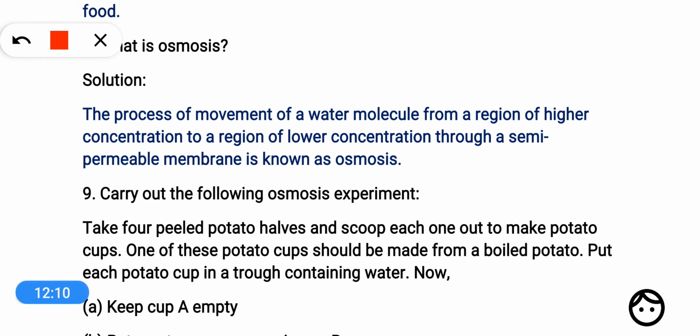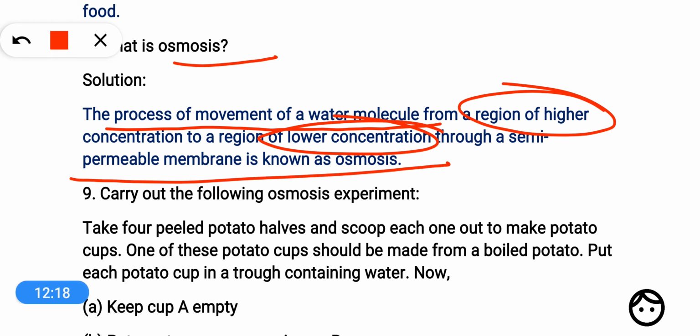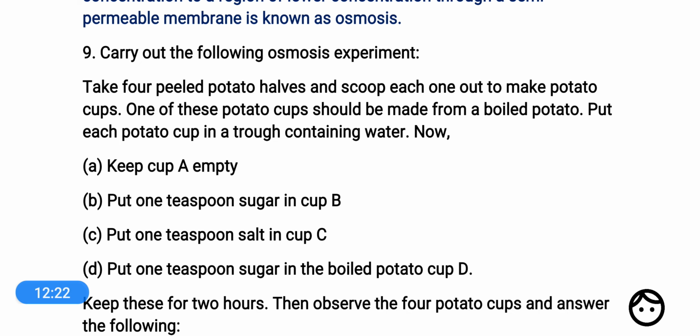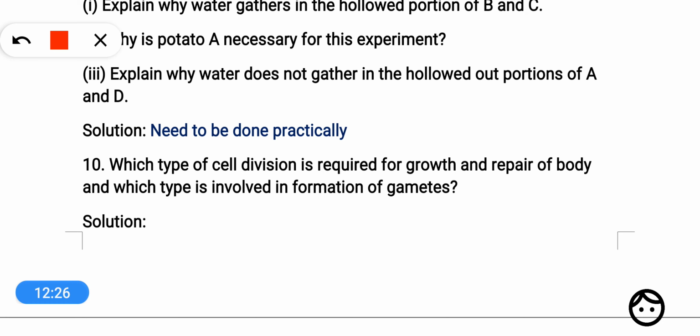Next question is, what is osmosis? The process of movement of water molecules from a region of high concentration to a region of low concentration through a semi-permeable membrane is called osmosis. Next question is, carry out the following osmosis experiments. So dear students, this experiment needs to be performed practically, so we will not discuss it here.